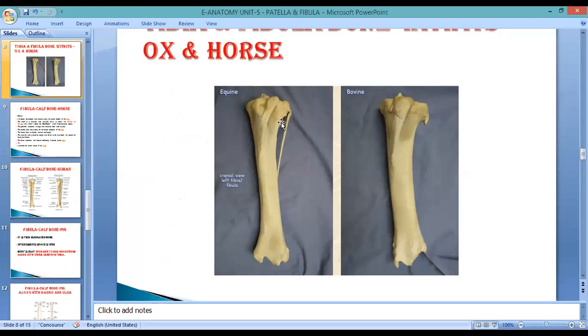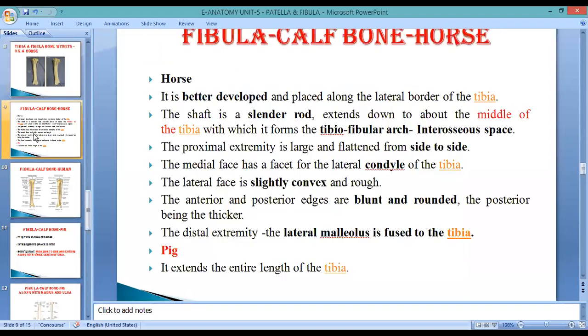In between the two bones, there is one interosseous space, called the tibiofibular arc, which accommodates some muscles, maybe complex muscles or other muscles, in this interosseous space. The proximal extremity is rounded, well developed, thick and wide, and the distal extremity is narrow and pointed in shape. So that's all about the fibula of the horse, and we have already discussed the pig.